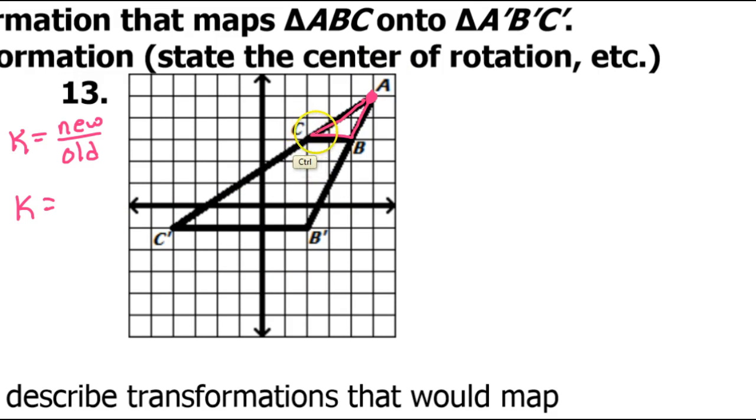But look at CB and look at C prime, B prime. We need to do new over old. The one with the primes, that's always going to be new. So how big is C prime, B prime? Let's see, 2, 4, 6. So that's the new. And how big is the original? Well, that's 2. So that means that the scale factor is 3.